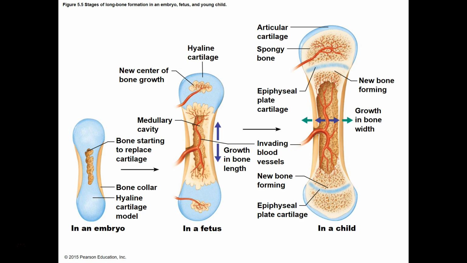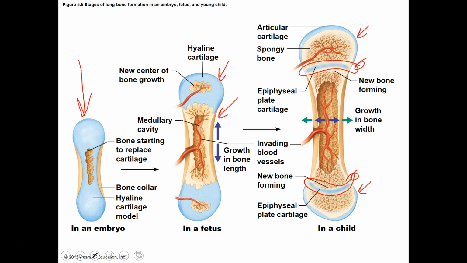So we see that here with these images. We start off over here, and in an embryonic state, the bone is nearly all hyaline cartilage. In a fetus, we see that there is some actual bone tissue there, but there's still a lot of hyaline cartilage. But in a child, notice that we have very little hyaline cartilage left. Remember, this down here and this up here is articular cartilage, and it's not hyaline, it's not the same. But these two right here make up that epiphyseal plate.